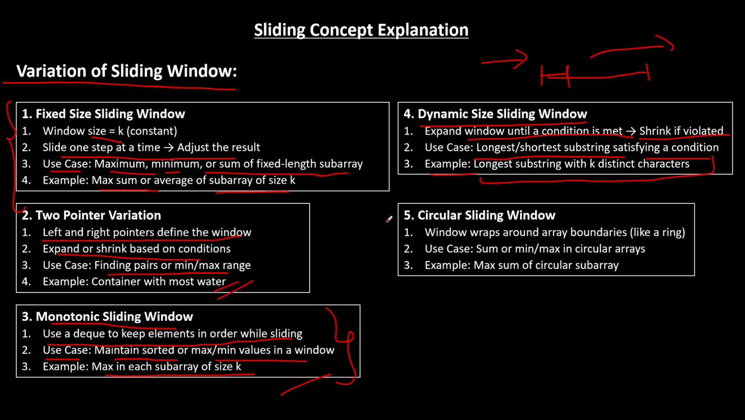Now the fifth variation will be circular sliding window. The window wraps around the array boundaries like a ring. The array becomes a ring. Fine. Use case would be sum or minimum maximum in circular arrays, and maximum sum of circular subarray. So these are some of the most commonly used variations I have defined here of the sliding window technique.